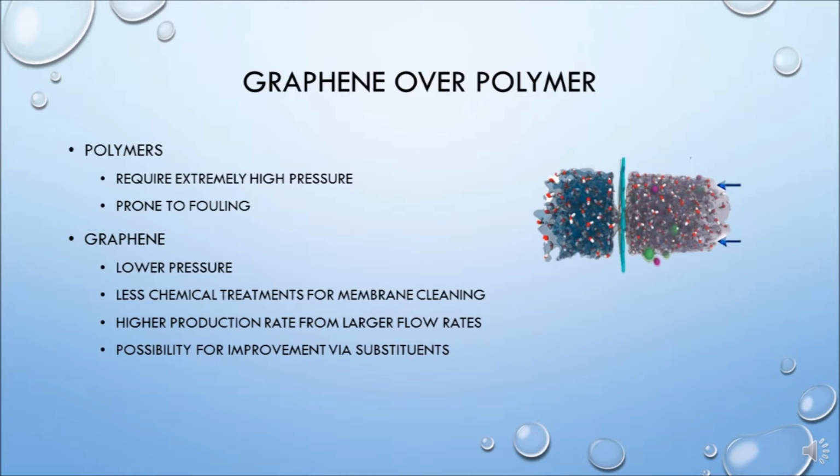Also, the graphene allows for higher production rates because they allow a larger flow of water, and by adding substituents to the graphene, we can substantially make the flow rate even larger.